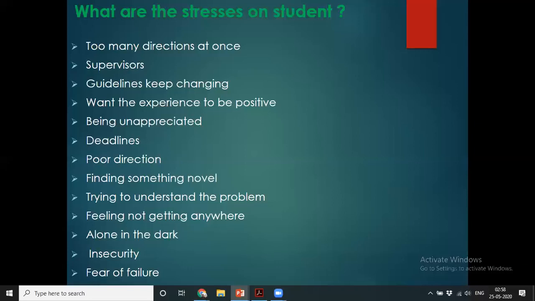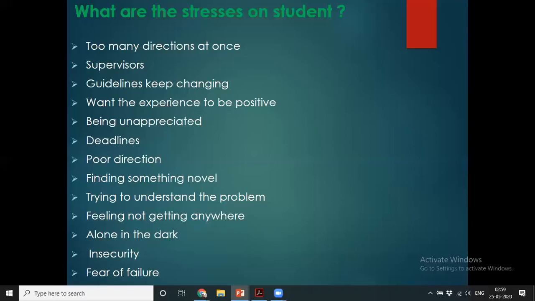Sometimes if your supervisor is not helping you and you are not able to find out your problem, if you are not able to get the result of the problem which you have set, that also creates a problem. And due to that, the student also gets stressed. Then insecurity and fear of failure, these are very frequent things by which the students get stressed.